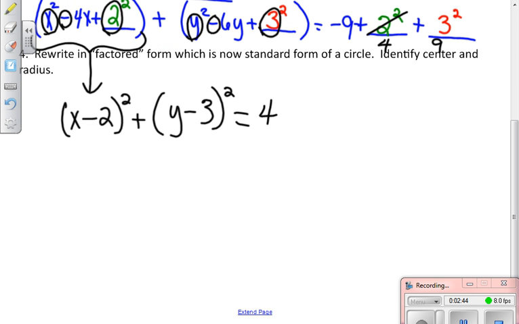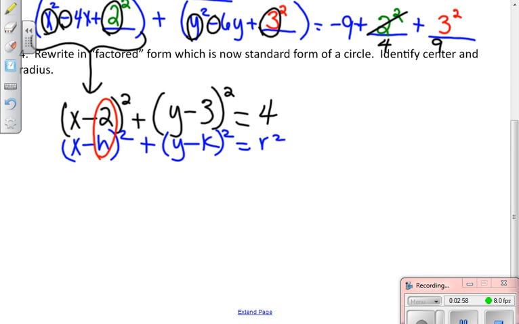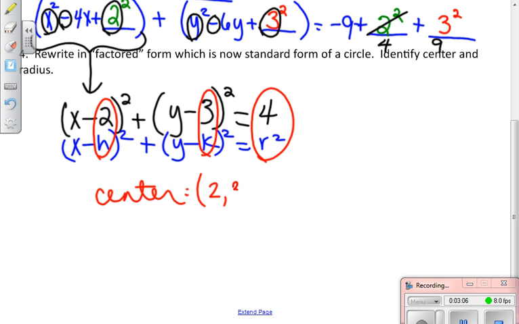This is my equation of a circle. And now I can easily see that h is 2, k is 3, r squared is 4. So my center is at 2, 3, and my radius is 2. Take the square root.